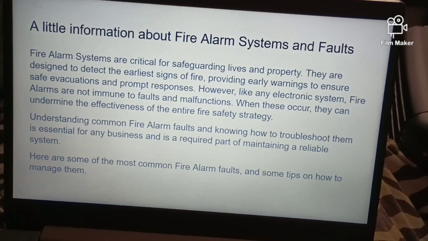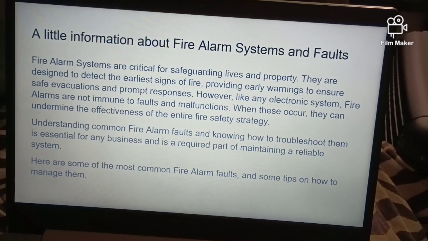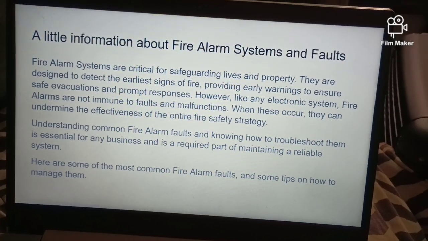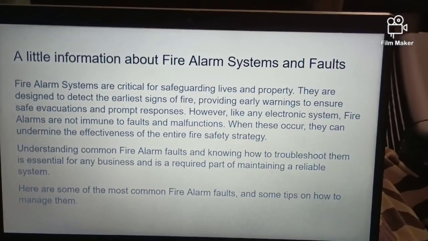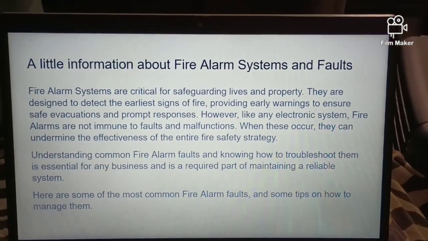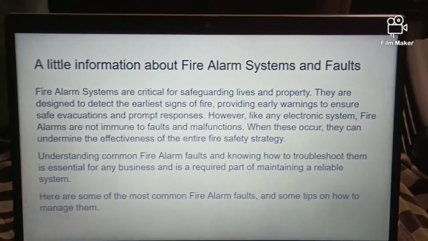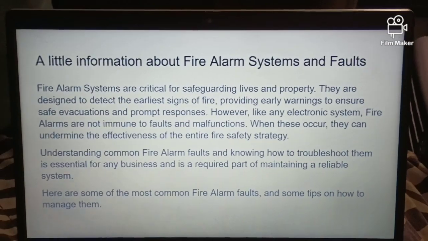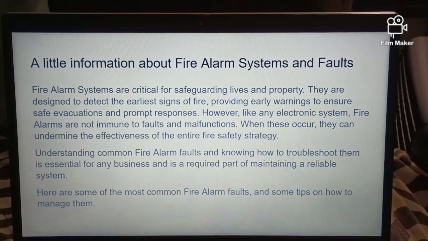However, like any electronic system, fire alarms are not immune to faults or malfunctions. When these occur, they can undermine the effectiveness of the entire fire safety strategy. Understanding common fire alarm faults and knowing how to troubleshoot them is essential for any business, a required part of maintaining a reliable system. Here are some of the most common fire alarm faults and some tips on how to manage them.